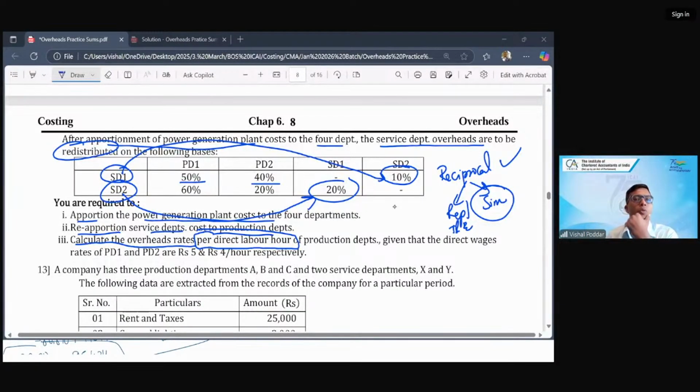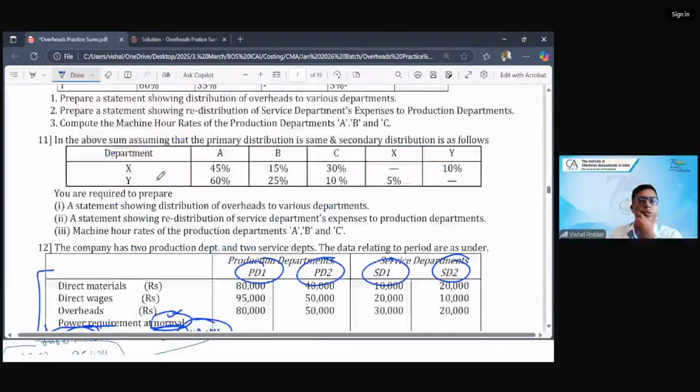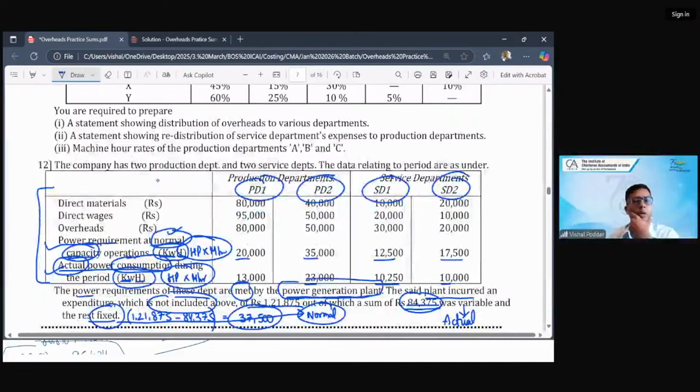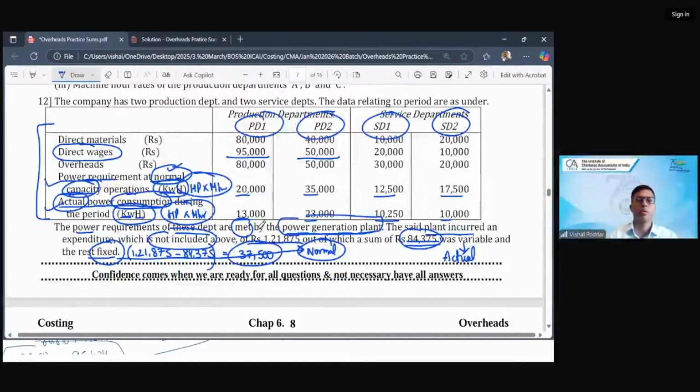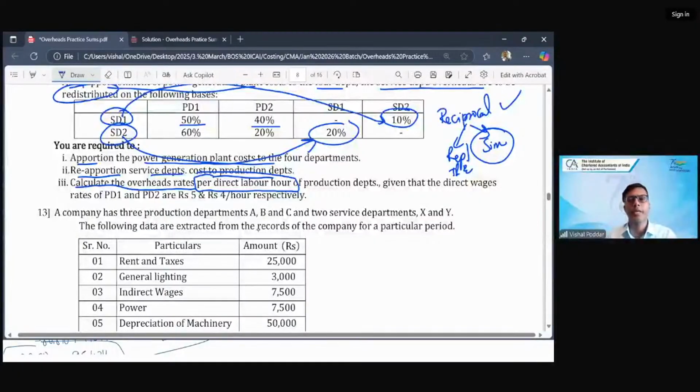Now, up till now in the question, nowhere were labor hours given. What was given was only the labor cost, that is the wages. In order to find out the ORR, the base that they have suggested we take is labor hours. But how will I find out labor hours? Interestingly, they have said that the direct wage rates in the two departments are rupees 5 and rupees 4 per hour. So they have given you the wage rates.